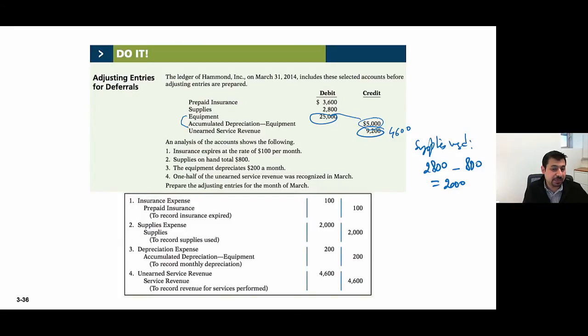So the company is not receiving cash. The company is simply earning the money that they have already received. This is why unearned service revenue is now basically earned service revenue. So the unearned service revenue account decreases by 4,600 and the service revenue increases by 4,600. As a result, the adjusting entry would be to debit unearned service revenue and credit service revenue, and this is to record revenue for services performed.